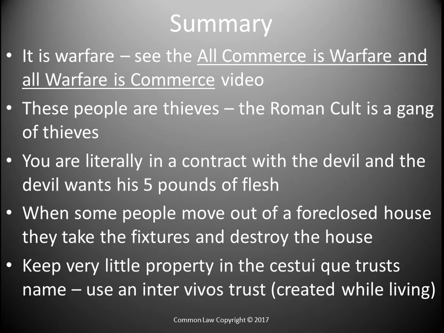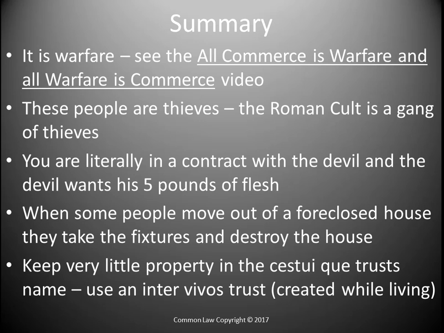You have to understand that these people are Satanists, okay? This is all warfare. See, all warfare is a commercial transaction, and all commerce is warfare, and all warfare is commerce. These people are thieves. The Roman cult is a gang of thieves. You are literally in a contract with the devil, and the devil wants his 5 pounds of flesh. And if you protect yourself properly, he's not going to get it.